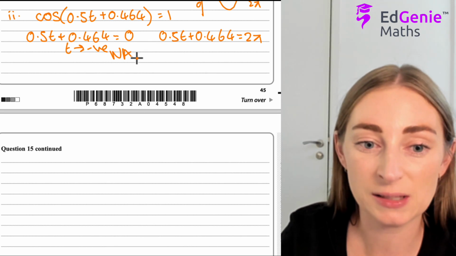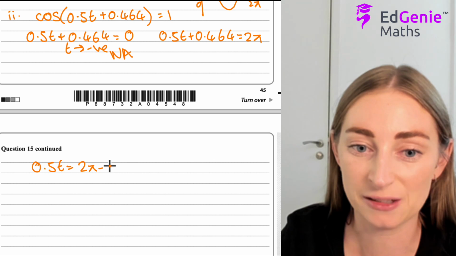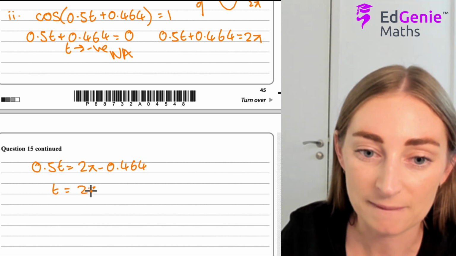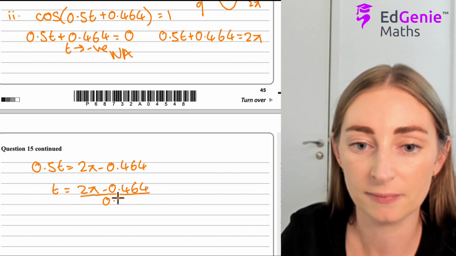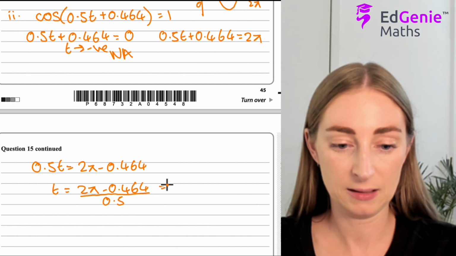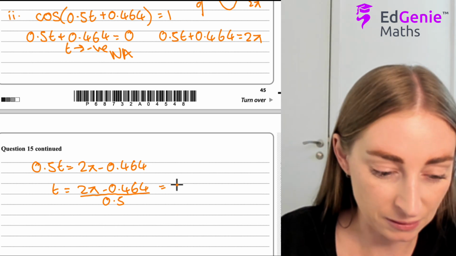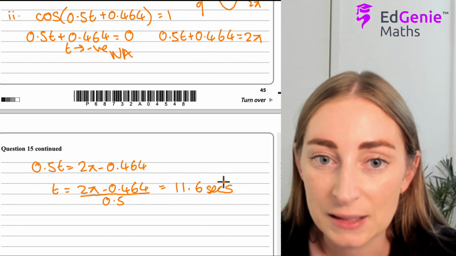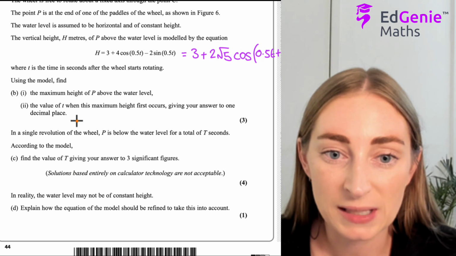So if we rearrange this, we're going to get 0.5t equals 2 pi minus 0.464. Divide both sides by 0.5. And I'm just going to put it all into my calculator together. We get 2 pi minus 0.464 divided by 0.5 equals 11.6 seconds. Let's just check the question. Where is it? Here it is. Give me your answer to 1 decimal place.